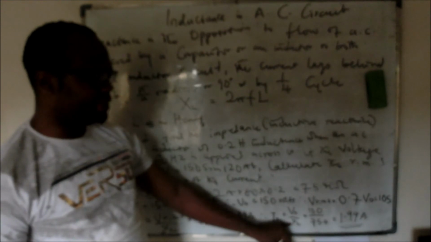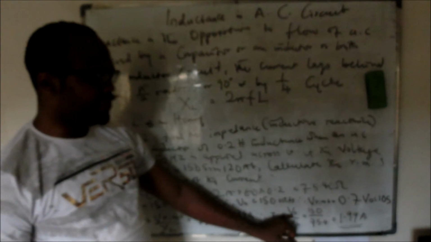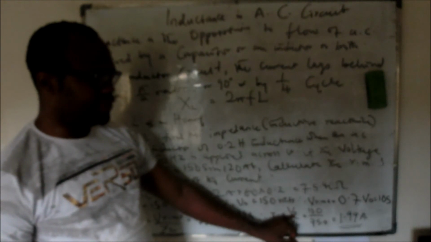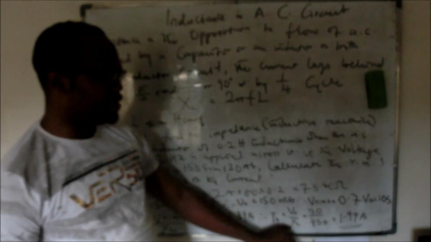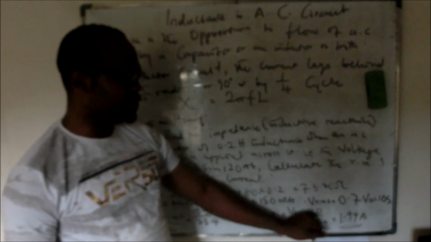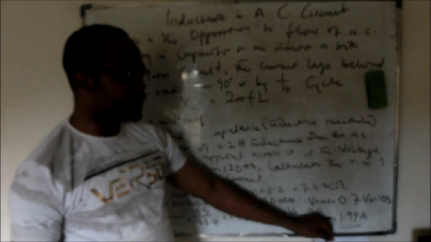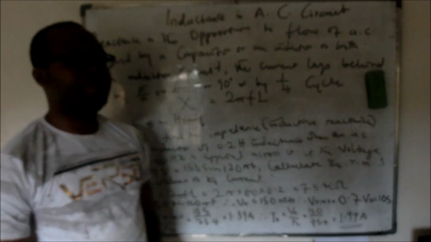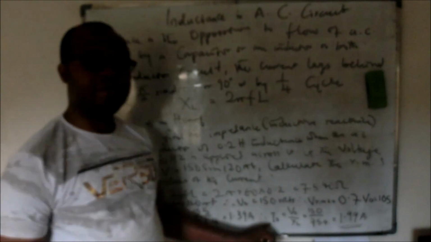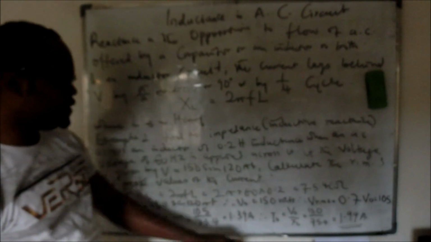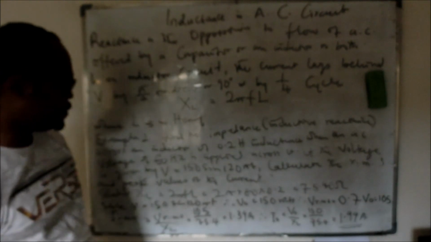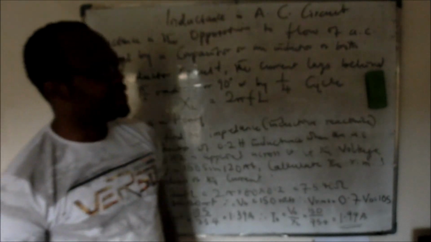The peak current is going to be the peak voltage V0 over XL. The peak voltage is 150, and XL is 75.4, which we already calculated. So if you divide 150 by 75.4, you get 1.99 amperes, and that is the peak value of the current. You can see that it is higher than the root mean square. So that is how you do the calculation.